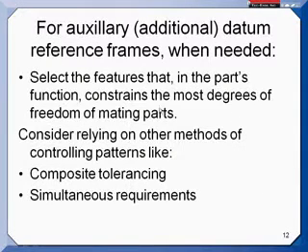So here's the criteria for selecting an auxiliary datum reference frame, but you might also consider using composite tolerancing or simultaneous requirements. These are two ways to create patterns that tie a bunch of features together. And so you can say, well, I'm going to locate these from my datum reference framework, but then I'm going to tie them together with a composite tolerance or because of simultaneous requirements, which we covered in a previous brown bag.